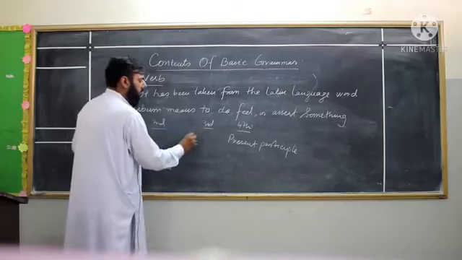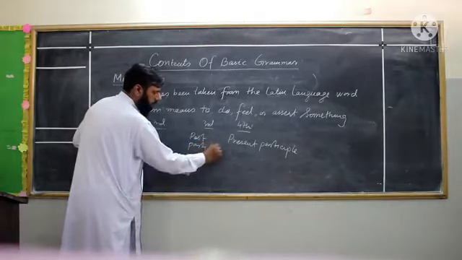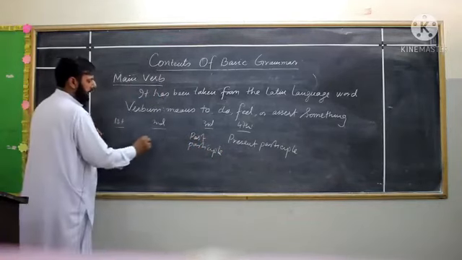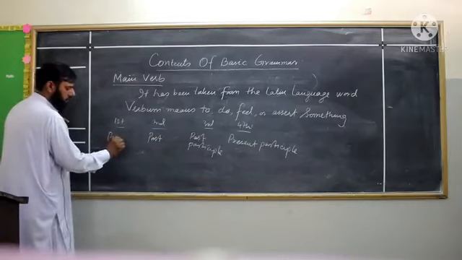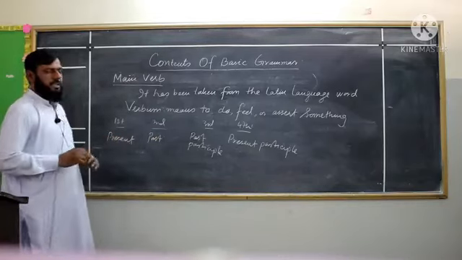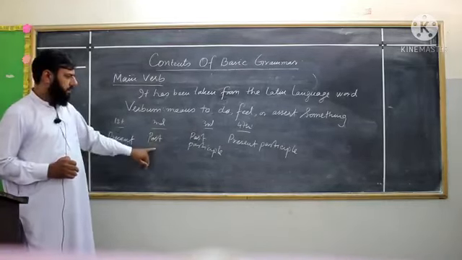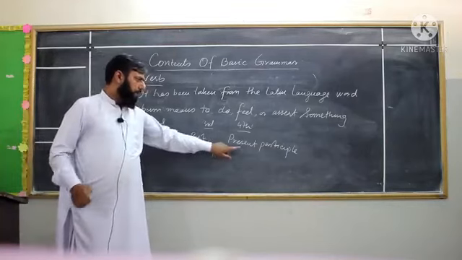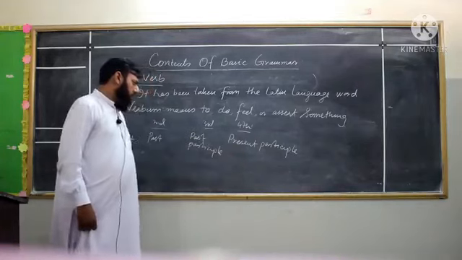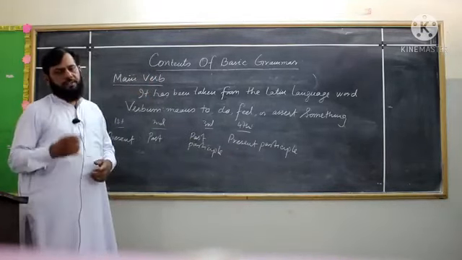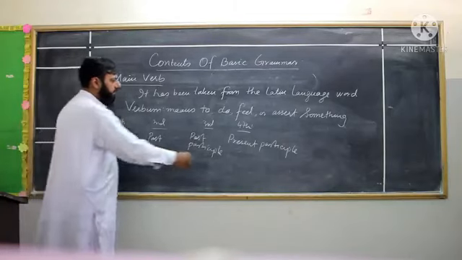The third form is past participle. The second is past, and the first is present. These are the names of the forms. First form present, second form past, third form past participle, and the fourth one is present participle. These are the four main forms of the verb. They are used in different styles, different tenses, but you will have to acknowledge what all these are about.